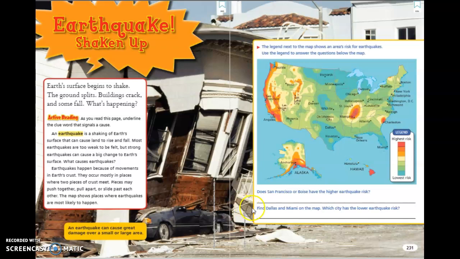Now let's look at the one just down below that. Find Dallas and Miami on the map. So where is Dallas? Dallas, Texas. So here we go. Dallas and Miami, Florida. There's Miami. It looks like blue. And Dallas in green. Which city has the lower earthquake risk? So then we've got to look over at our legend. Blue would be the lowest risk. Let's see if any one of those is blue. Dallas is green. Miami's blue. Pause the video and write the answer below. The answer for question 2 was Miami.